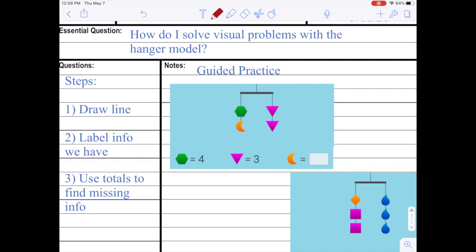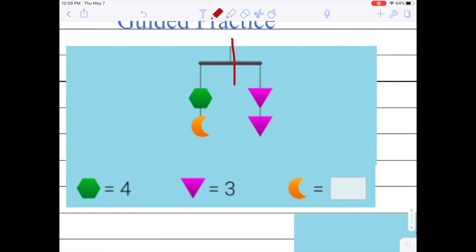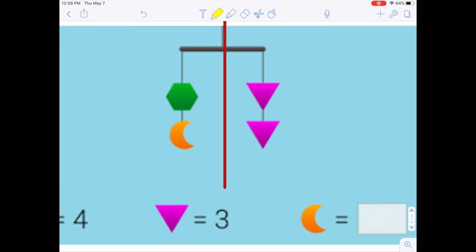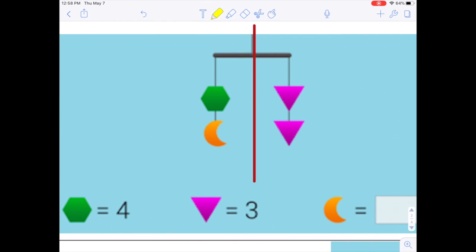On to our last page, page 3. This problem has 3 different shapes now in the mix. So we are going to start again, same process, line down the middle. Let's put the information that we already know. A pink triangle is worth a value of 3. We took care of that. A green hexagon is worth a value of 4. And we don't know what the value of this orange moon is.